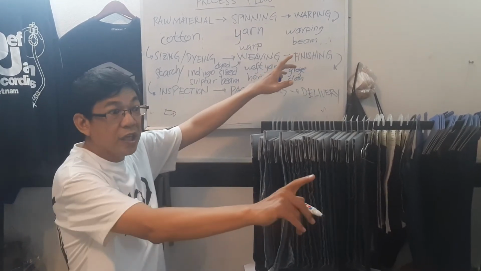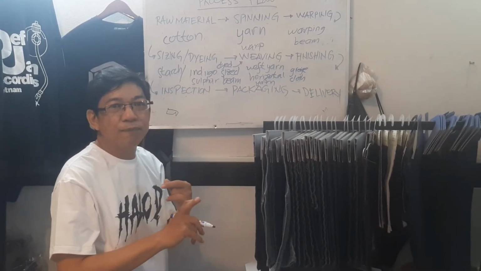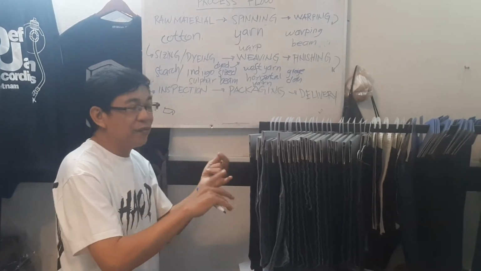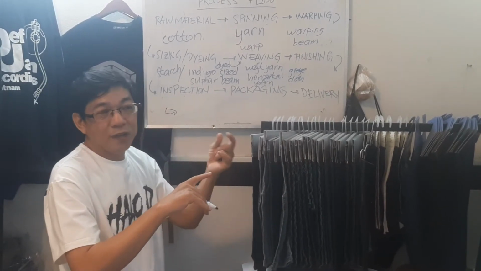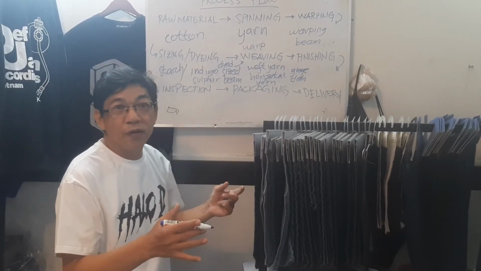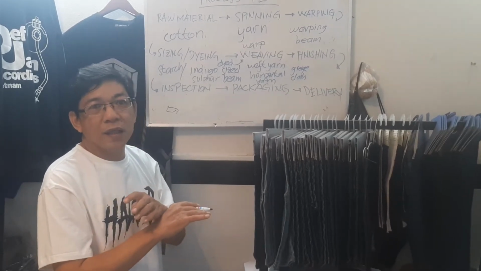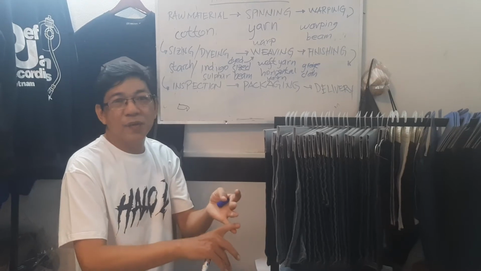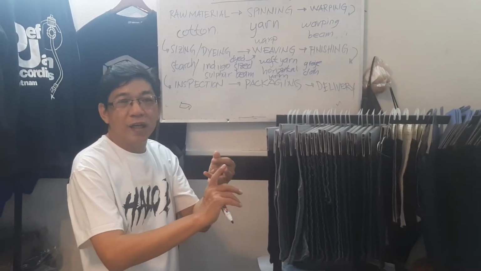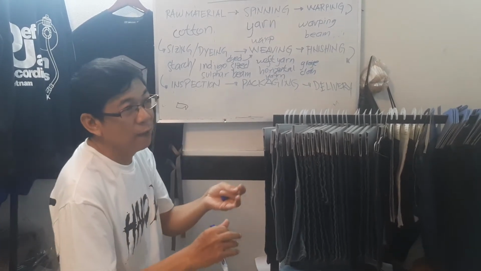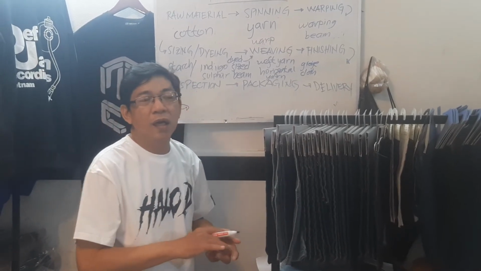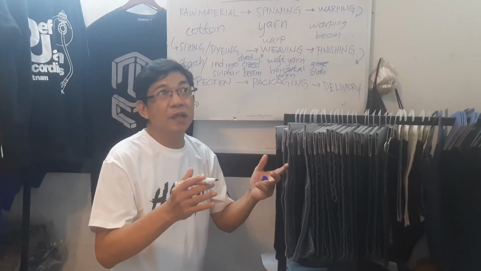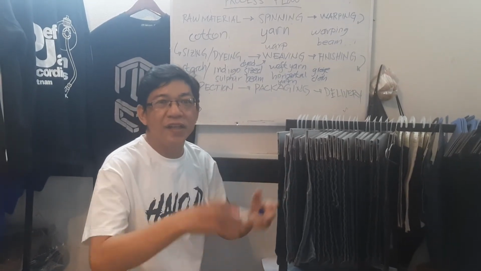So what do they do in the finishing? First, they make the singeing to take out the lint. After singeing, sometimes they make desizing to make it softer, but sometimes they do not do the desizing. After that, they do the mercerizing, and after mercerizing they apply some finishing chemicals like softener or some resin to make it stronger or lastier, shinier, like that.